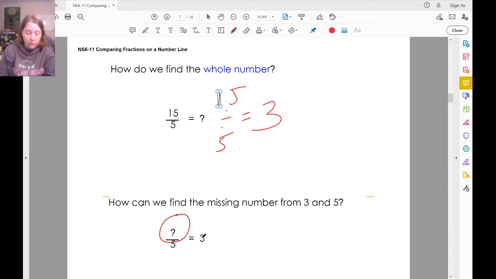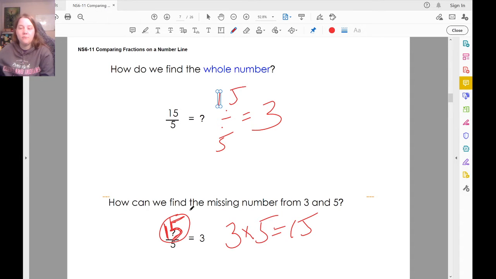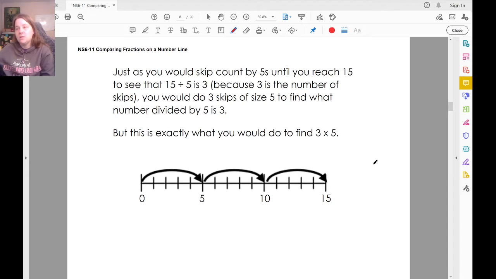Well, if we have 3 wholes cut into 5 pieces, we're going to multiply. 3 times 5 is going to equal 15. So over that question mark, we're going to put the number 15, because 3 wholes is the same thing as saying 15/5. So just like we could skip count by 5s until you reach 15, 5, 10, 15, you would do 3 skips the size of 5. Or you could just think 3 times 5.